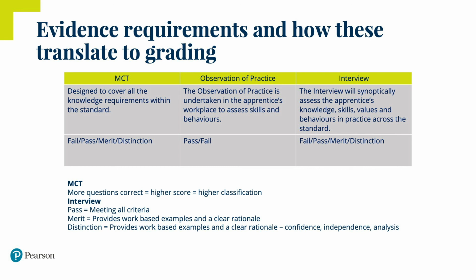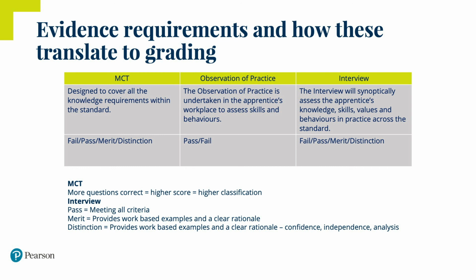If we think about evidence requirements and translating this into grading, the multiple choice cover, as I've said before, is a fail, pass, merit or distinction. And essentially, the more questions that are correct, the higher the score, the higher the classification the apprentice will get. So the more marks they get, the more answers that they answer correctly, they will grade higher within the multiple choice assessment. Within the observation of practice, this is really focused on the assessment of skills and behaviours. This is a pass or a fail.